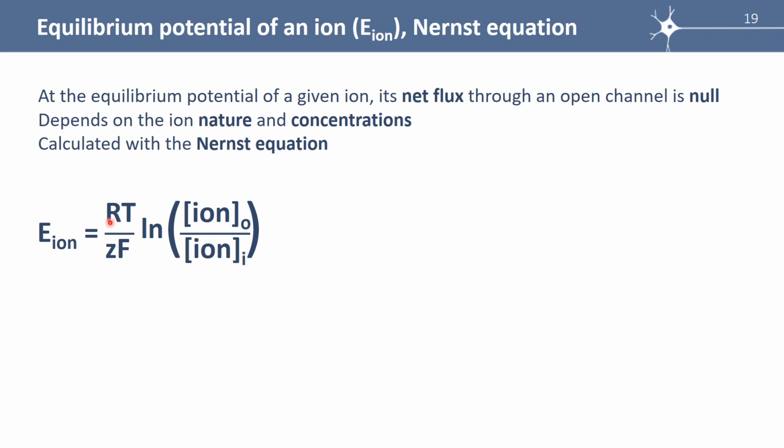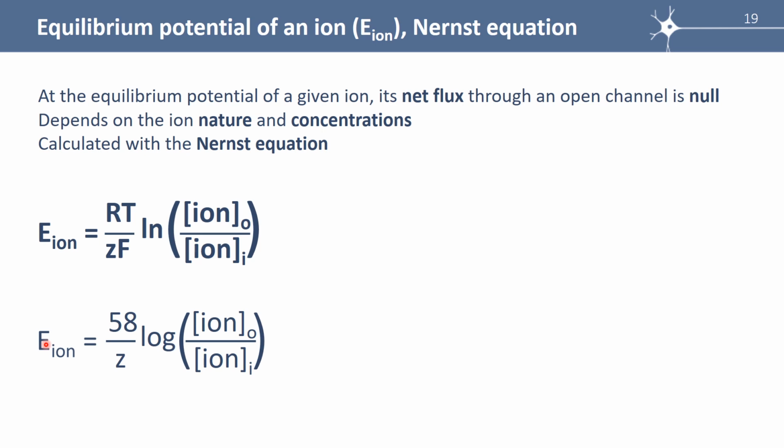R is the constant of ideal gas. T is the temperature in degrees Kelvin. Z is the valency of the ion, and F is the Faraday constant. If we now make all the calculations, we obtain that the equilibrium potential of an ion equals 58 over Z, where Z can be +1, +2, -1, depending on the ion, times the decimal log of the outer concentration of the ion over the inner concentration of the ion.